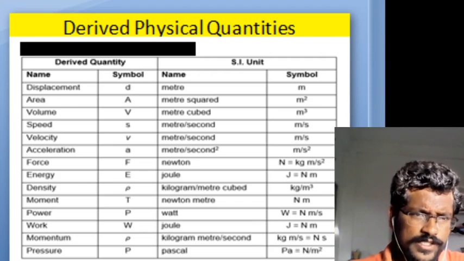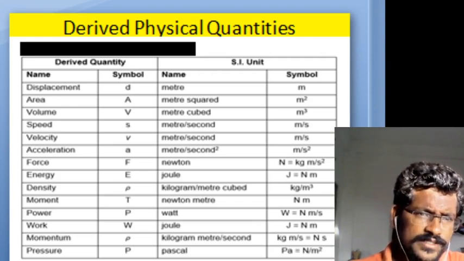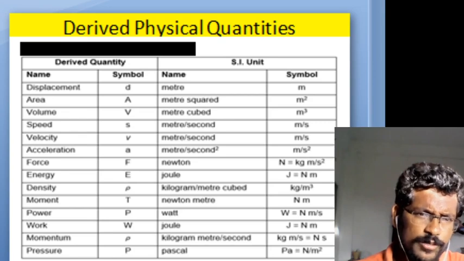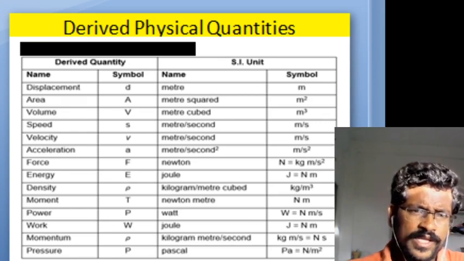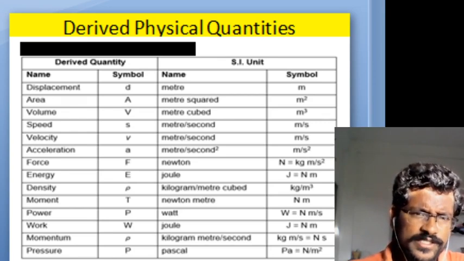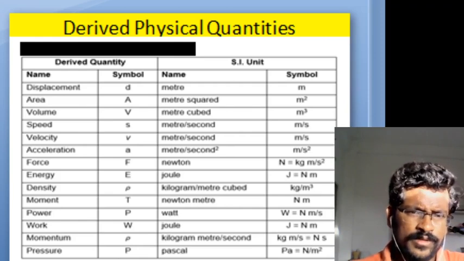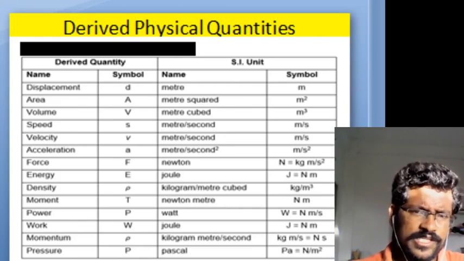Okay, now we are going to velocity. Velocity is the rate of change of displacement. The rate of change of displacement is called velocity. The SI unit of velocity is meter per second, the same as speed. CGS units are centimeter per second.